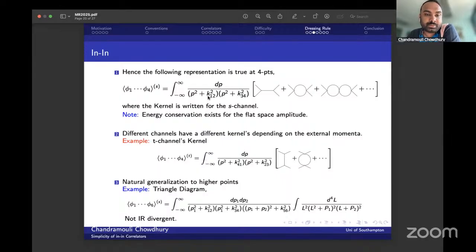The thing is, as you can imagine, this kernel is channel dependent. So if you're in the S channel, you have some expression. If you're in the T channel, you have to change what you call your 1, 2, 2, 1, 4, and so on. But this kind of trick generalizes to all points. For instance, if you were doing the triangle diagram, you would take the loop integral for the triangle diagram in flat space and simply integrate over the energies to obtain the NN correlator. There are some questions about IR divergences that sometimes arise. I can talk about them if there are other questions on that.